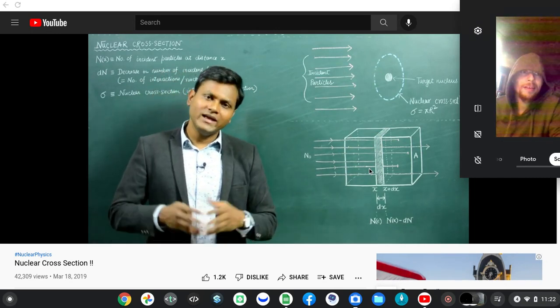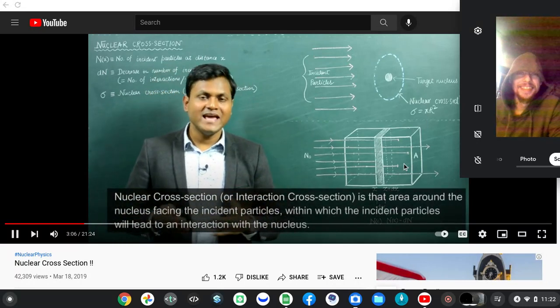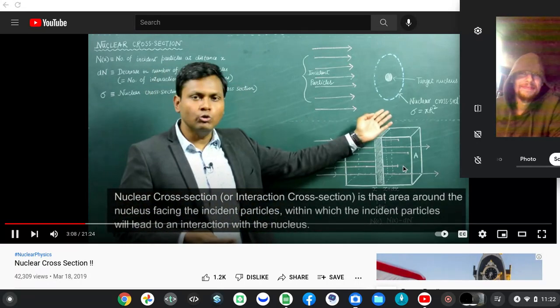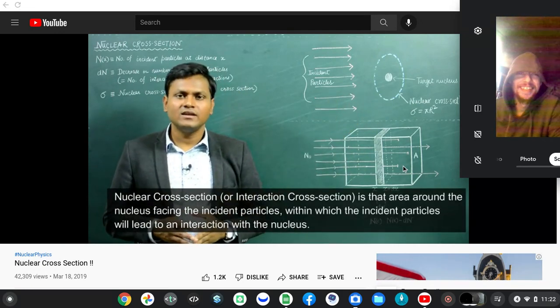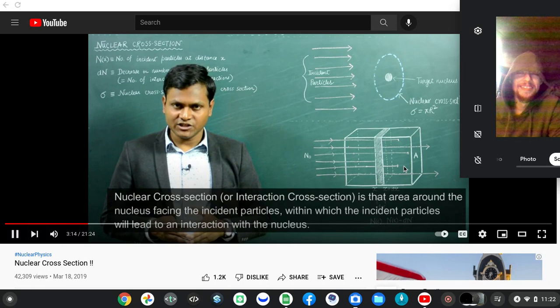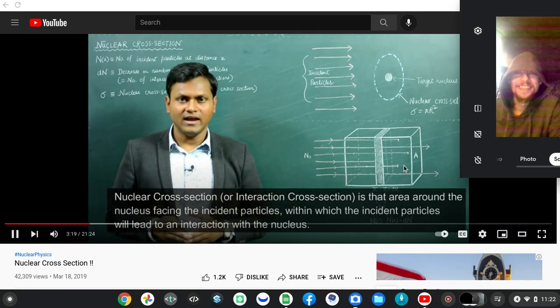So we can define the nuclear cross-section, also known as the interaction cross-section, as that area around the nucleus facing the incident particles, within which the incident particles will lead to an interaction with the nucleus, and outside which the incident particles will not interact with the nucleus.